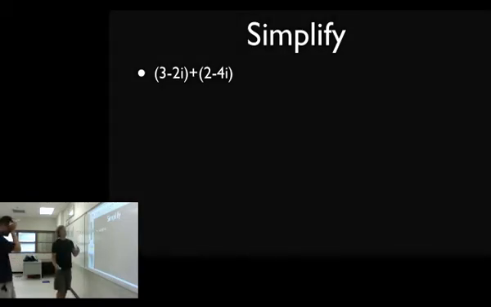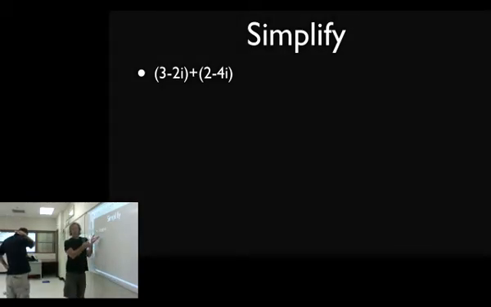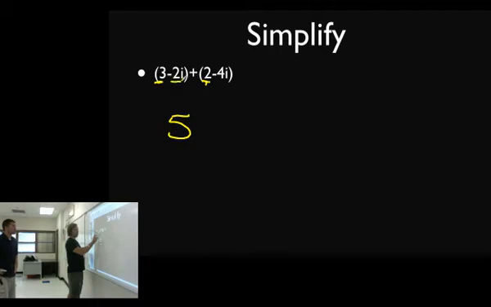All right, so simplify. These are complex numbers because they have a number part and an imaginary part. So if you're adding or subtracting, you just do them in separate, like terms. So 3 plus 2 is 5, and -2i plus -4i is -6i.